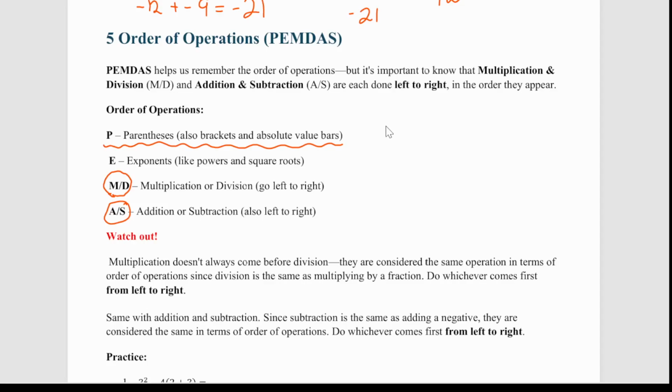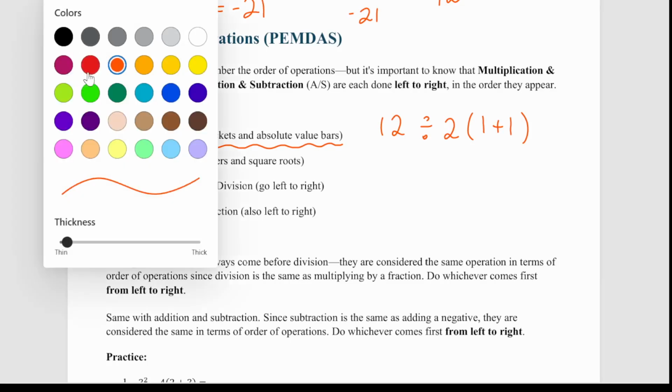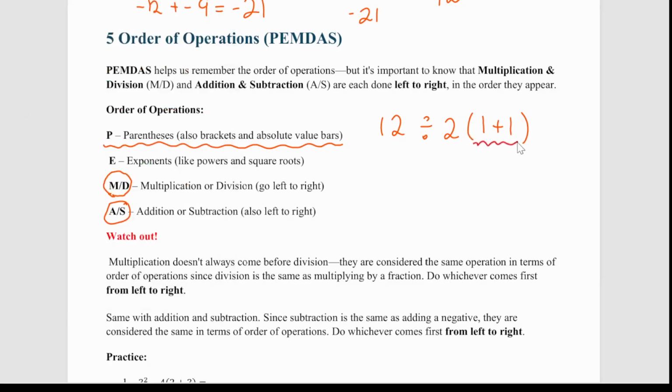So what I often see happen on the internet is you'll have something like 3 divided by 2 times 1. Actually, let's change that so it's a little bit more interesting. 12 divided by 2 times (1 plus 1). Something like that, let's say. So what would you do with that? First of all, you would tackle the parentheses first. So 1 plus 1 gives you 2. Drop down everything else.